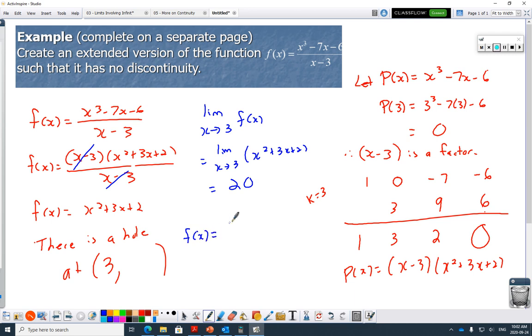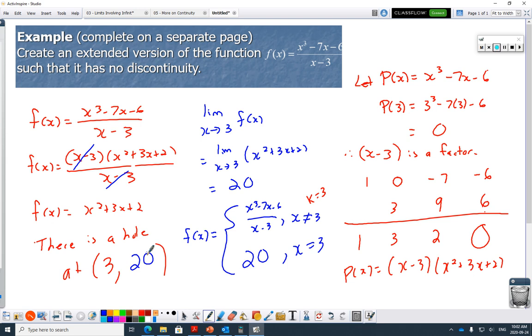Here's how I fix the hole. I make a piecewise function. I go, okay, this function is normally x cubed minus 7x minus 6 over x minus 3. But I'm only going to let that be the definition when x is not equal to 3. When x is equal to 3, I'm going to make the function value 20, because that's the exact dot I need to fill the hole.